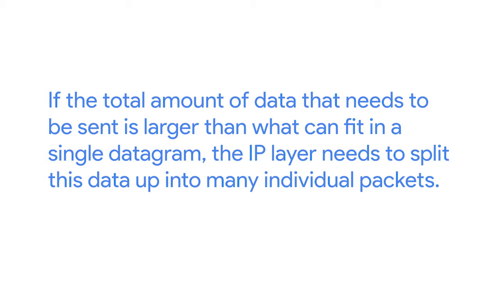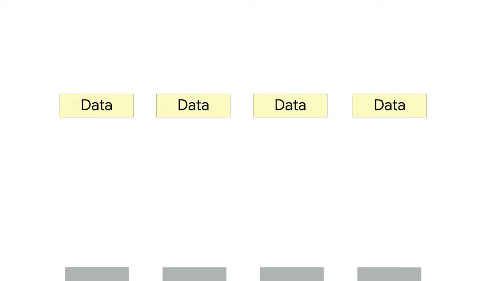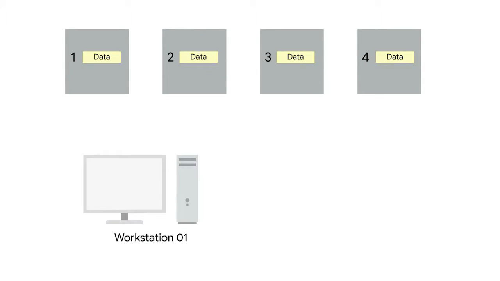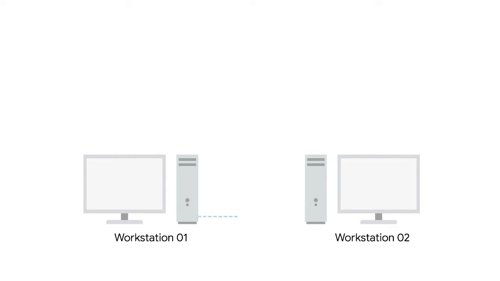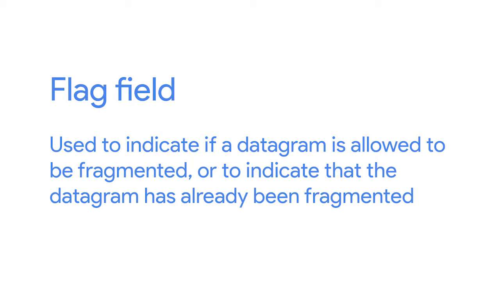If the total amount of data that needs to be sent is larger than what can fit in a single datagram, the IP layer needs to split this data up into many individual packets. When this happens, the identification field is used so that the receiving end understands that every packet with the same value in that field is part of the same transmission. Next up, we have 2 closely related fields, the flag field and the fragmentation offset field. The flag field is used to indicate if a datagram is allowed to be fragmented, or to indicate that the datagram has already been fragmented.